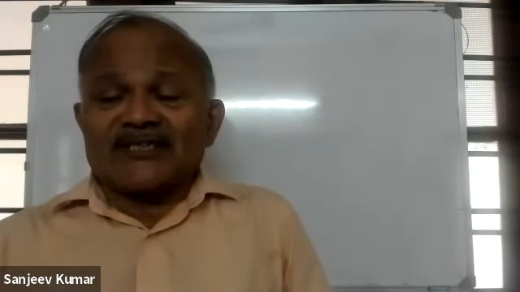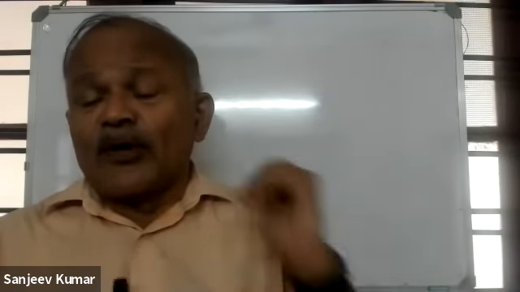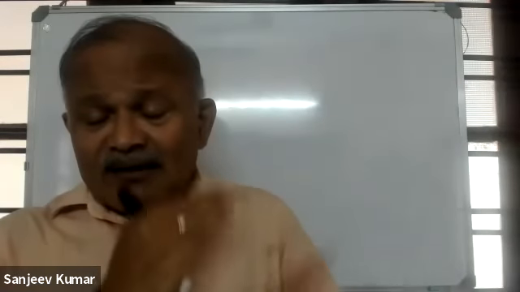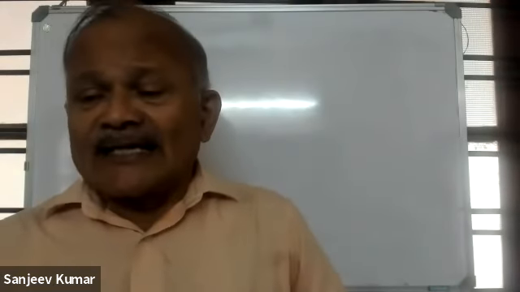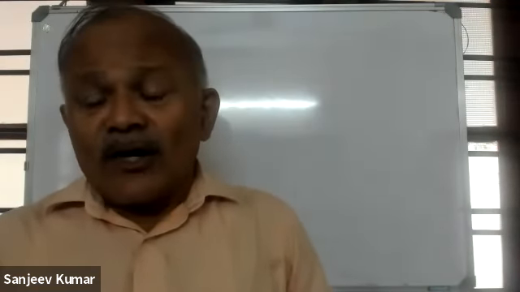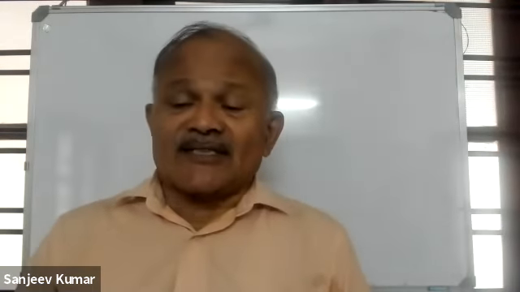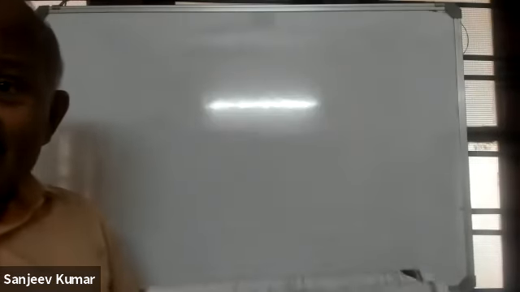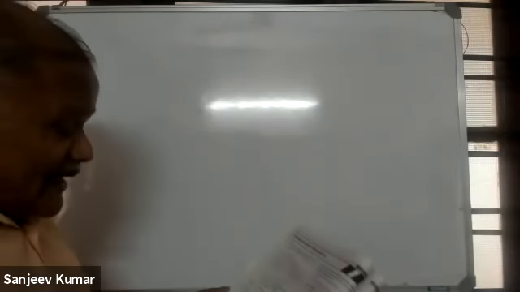And in reduction reaction, there is addition of electrons. The number of electrons should be equated in both the oxidation reaction and the reduction reaction, either by cross multiplying or by a suitable method. Then you have to add them and you will get the balanced redox reaction. That is the way in which we can balance the redox reaction: the oxidation number method and the half reaction method, that is, the ion electron method.